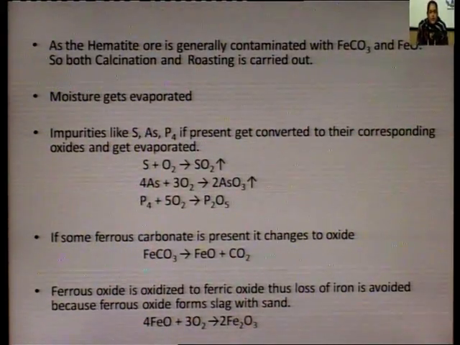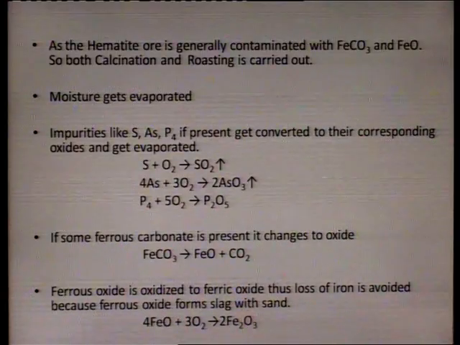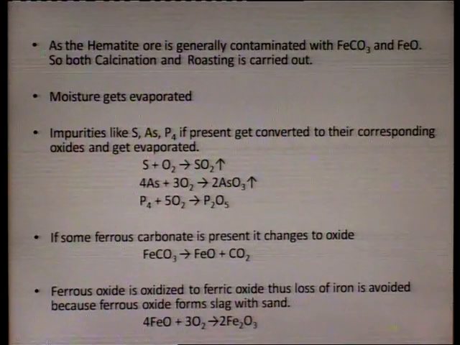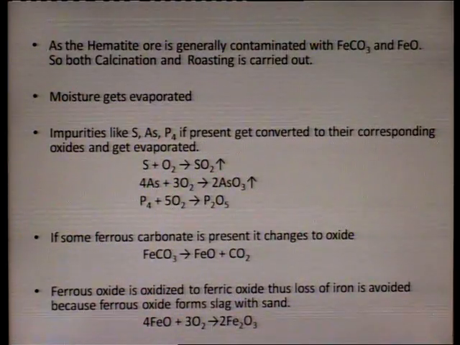Now, the third step, that is the conversion of any metal compound to its oxide form. Although the hematite ore is already in the oxide form, so there is no need of the third step, that is the calcination and roasting. But as the hematite ore is always contaminated with iron carbonate, that is FeCO3, the calcination and roasting are both generally carried out.